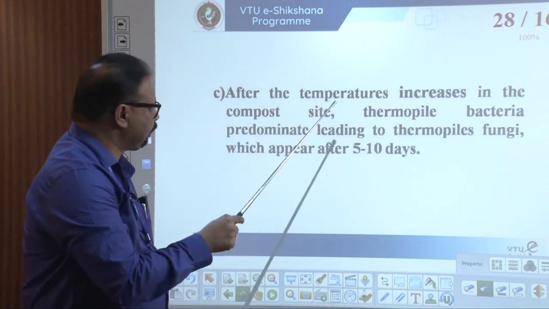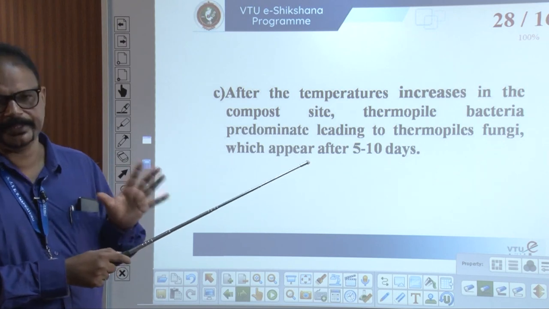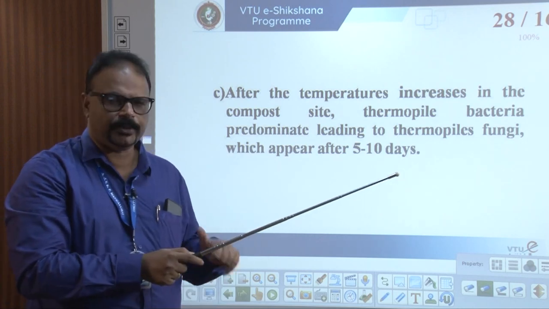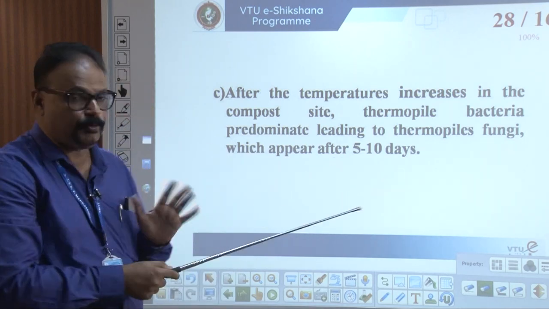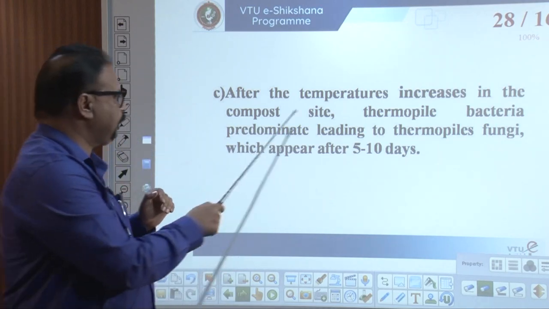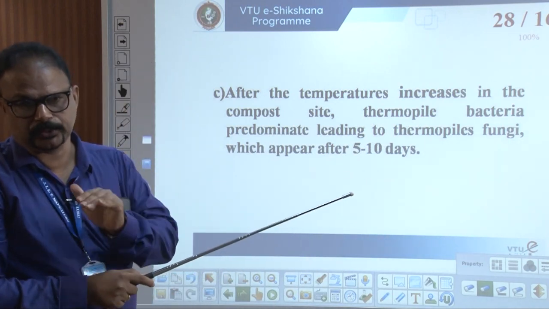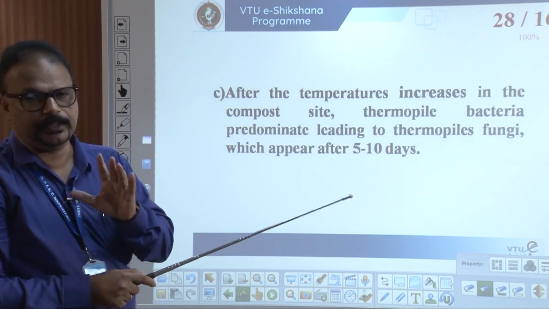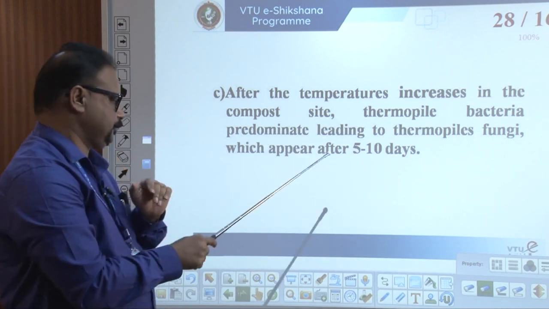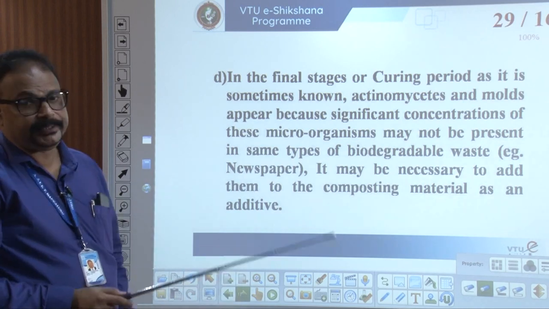Understood, no? After the temperature increases, first mesophilic bacteria are active in the initial stage, at about 45 degrees Celsius. Then thermophilic bacteria, at about 65 degrees Celsius, are active, and thermophilic fungi are also added, for 5 to 10 days. This is the final stage of the microbiology process. Then we go for the next slide. In the final stage, what happened?